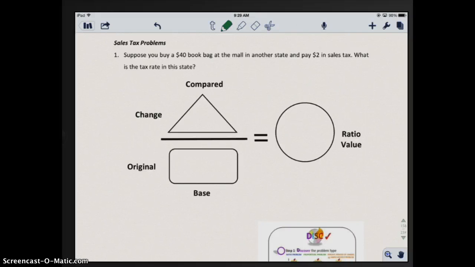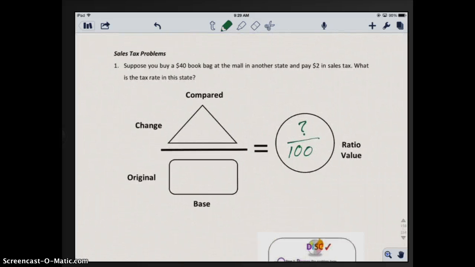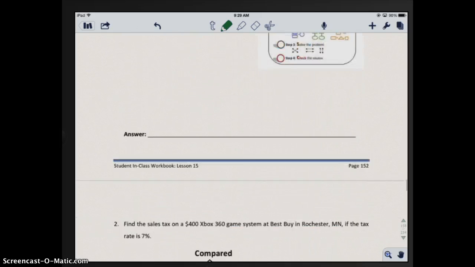Suppose you buy a $40 book bag at a mall in another state and pay $2 in sales tax. What is the tax rate? Well, we're finding the rate, so we'll be finding what percent over 100. When we're finding the tax rate, it's a percentage. $40 is how much you spent, and you paid $2 total dollars. Cross multiply and solve, and you get 200 divided by 40, 5%. So that's a 5% tax rate in that state.